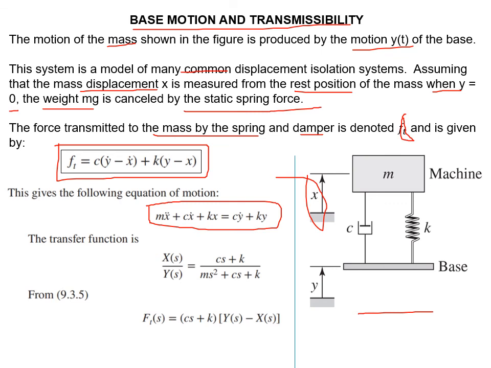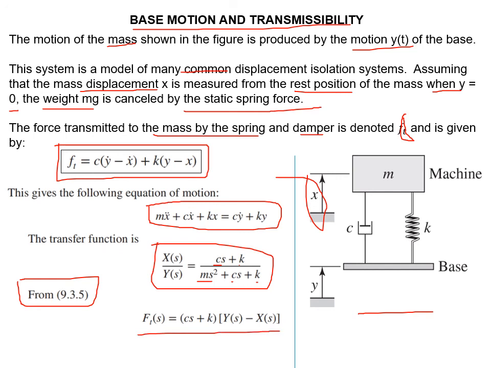We know that our transfer function for an equation of motion of this form is given by X of s over Y of s is equal to (c s plus k) over (m s squared plus c s plus k). We can reference this back from 9.35 in our textbook. Again, this would be another great example to refresh ourselves on, where we take this system, do out our free body diagram, derive our equations of motion, and make sure we get it in this form.